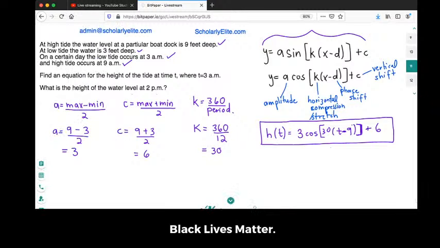Anyways, they want to know what is the height of the water at 2 p.m. Well, 2 p.m. is technically 14 if you follow the European or army time. So 14 is what we're going to plug in as time. Actually, it's not h of t, it's h of 14 equals 3 cos of 30 times 14.